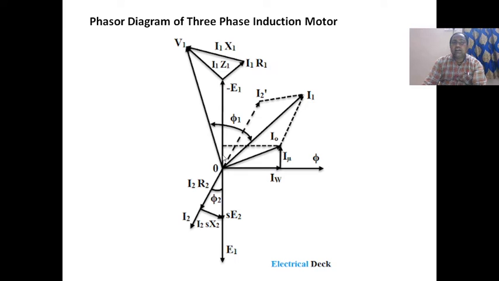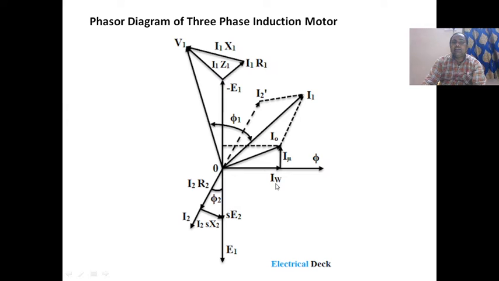Phasor diagram of induction machine. The phasor diagram is very important in induction machines. First, in the phasor diagram we draw the flux phi. Phi is the reference axis. We draw the flux phi, and then in the same direction as the flux, we draw the IW component. So what is the IW component? IW component is the working component.